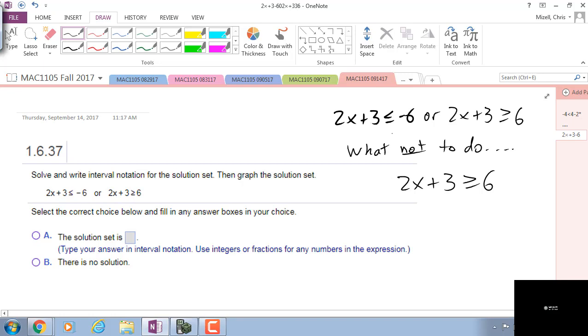Being less than or equal to negative 6, having the expression be less than or equal to negative 6, means that negative 6 is actually greater than or equal to 2x plus 3. Doesn't that convey the same meaning as 2x plus 3 is less than or equal to negative 6?